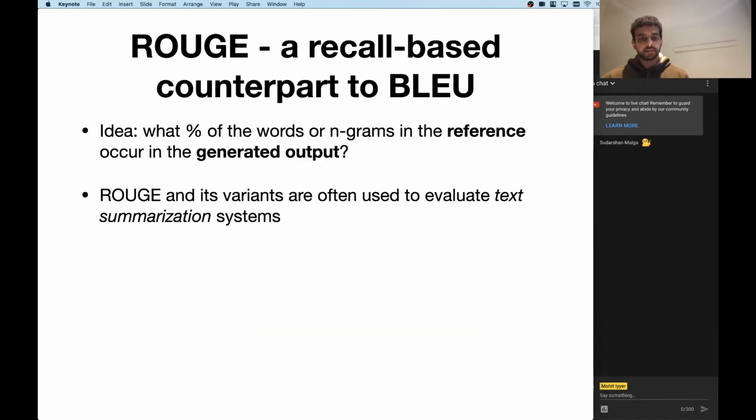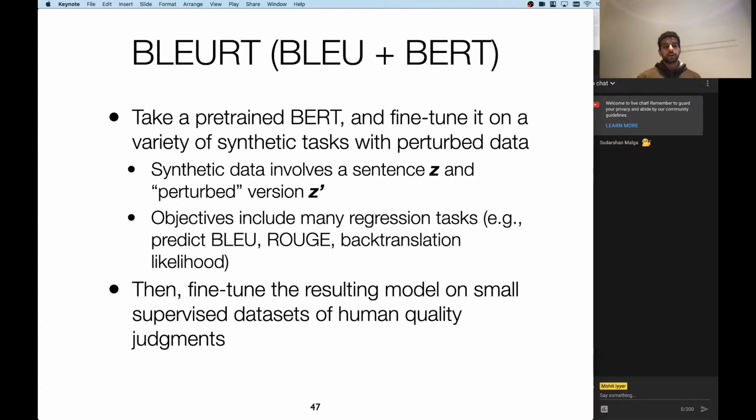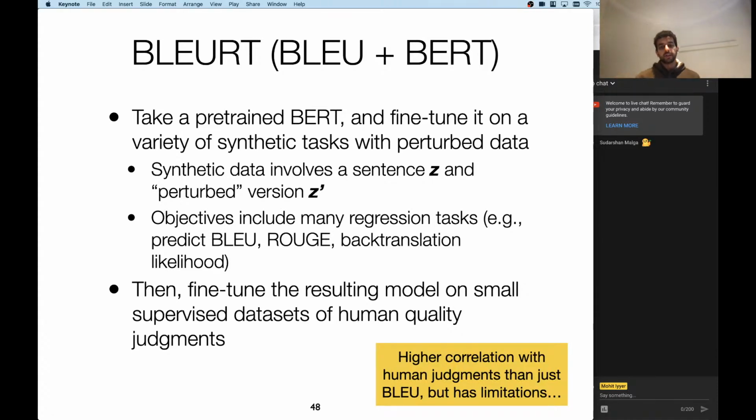Let me go back to where I was. So you can see that if you just ignore all of these sub-bullets, which are things that were proposed in the BLEURT paper that maybe are not too critical to its performance, you take a pre-trained BERT model, like we've seen, pre-trained with masked language modeling, and you fine-tune that model on small supervised data sets of human quality judgments, and you have your final model. So this has higher correlation with human judgments than BLEU, but there are limitations.